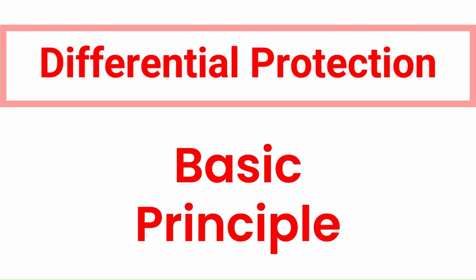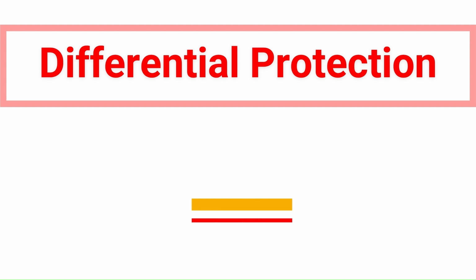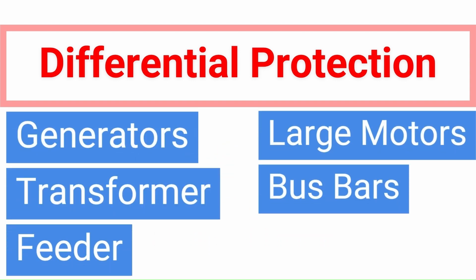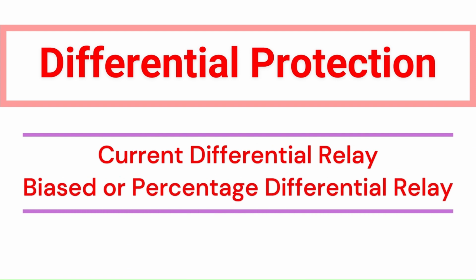First, we will see the basic principle of differential protection. The relay whose operation depends on the phase difference of two or more electrical quantities is known as a differential protection relay. It works on the principle of comparison between the phase angle and the magnitude of the same electrical quantities. The differential protection relay is used for the protection of generators, transformers, feeders, large motors, bus bars, etc. There are basically two types of differential protection relay: current differential relay and biased or percentage differential relay.